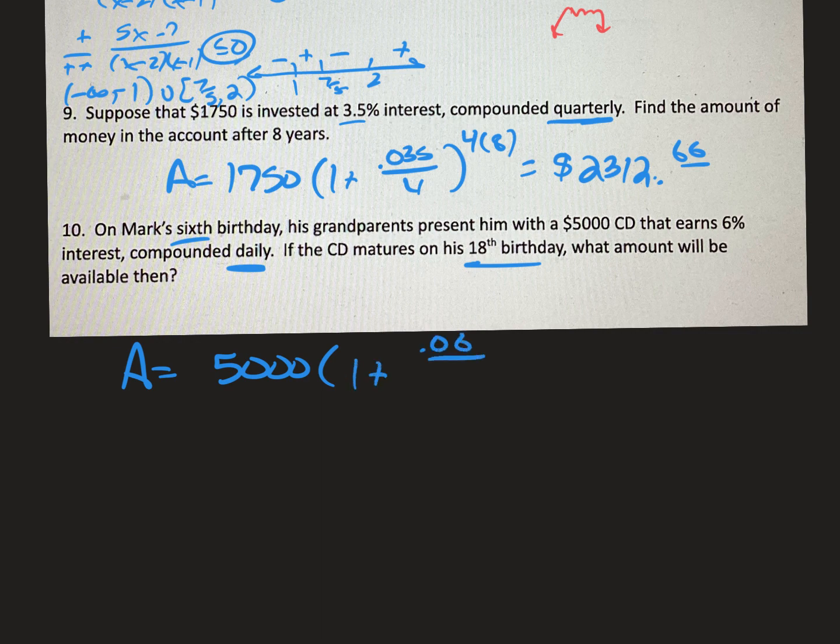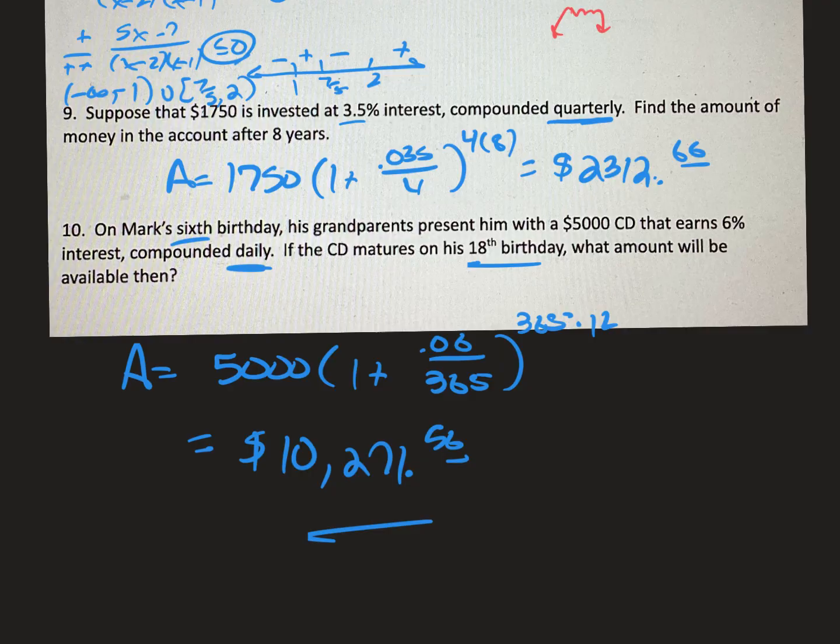So 1 plus the rate, which is 6%, over N. How many times is it compounded? Daily, 365 days in a year. My exponent is going to be 365 times the time, and he did 12 years. So again, I'm going to punch that in real quick and see what happens with his money. And luckily for Mark, his money more than doubled. I'm getting $10,271.56. Good gift from those grandparents.